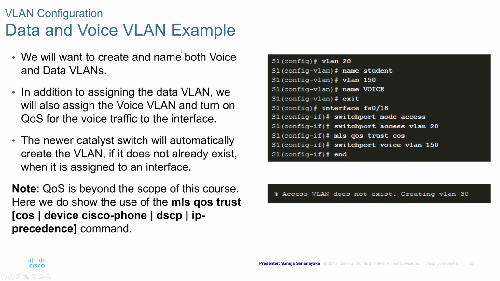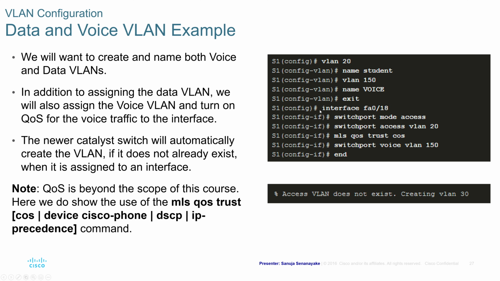So here is the data and voice VLAN example. This can be configured on a Cisco switch by entering VLAN 20, going into VLAN 20, and we're going to name it students. And we're going to give VLAN 150 and name that voice. So we have two VLANs now created on this switch.